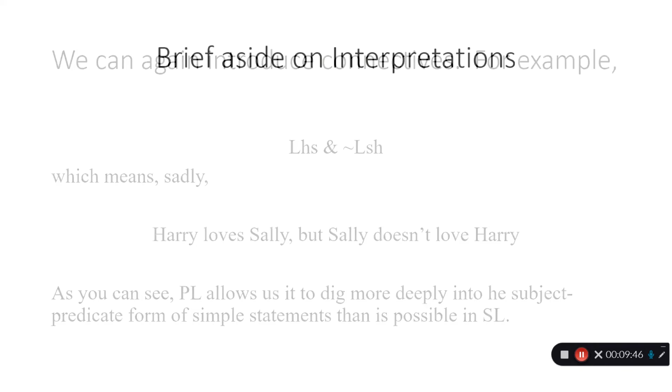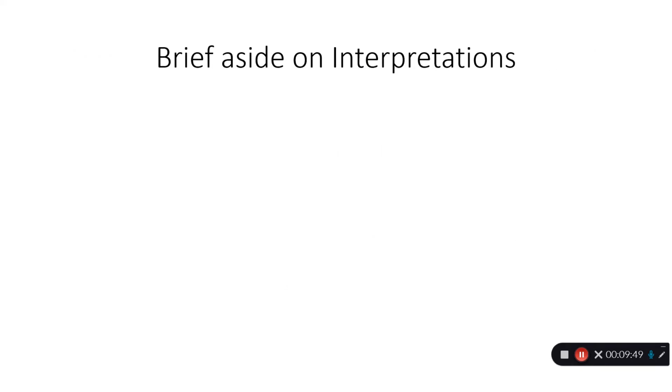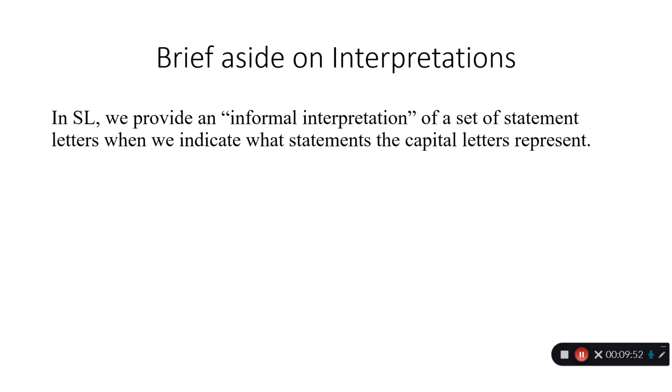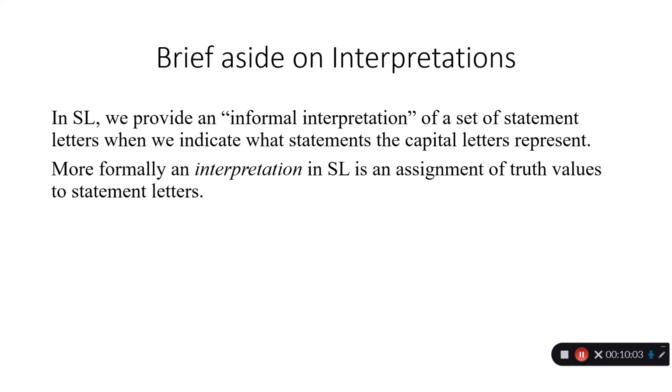So here's what I was getting at earlier when I talked about interpretations. In SL, we provide an informal interpretation of a set of statement letters when we indicate what statements the capital letters represent. More formally, an interpretation in SL is an assignment of truth values to statement letters. Remember that when we talk about truth tables, for example, the capital letter A, we say it has two interpretations. It could be true and it could be false. When we take two statement letters together, we say that there are four possible interpretations, A and B both true, A and B both false, or having opposite truth values in different order.